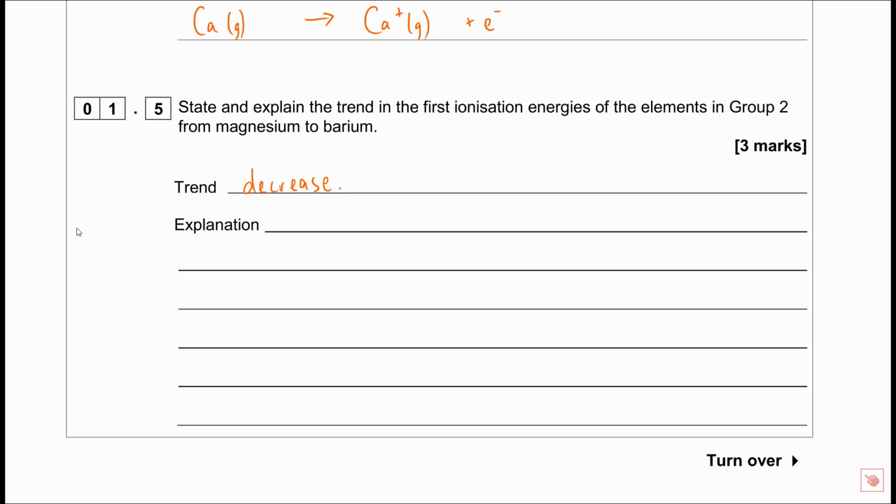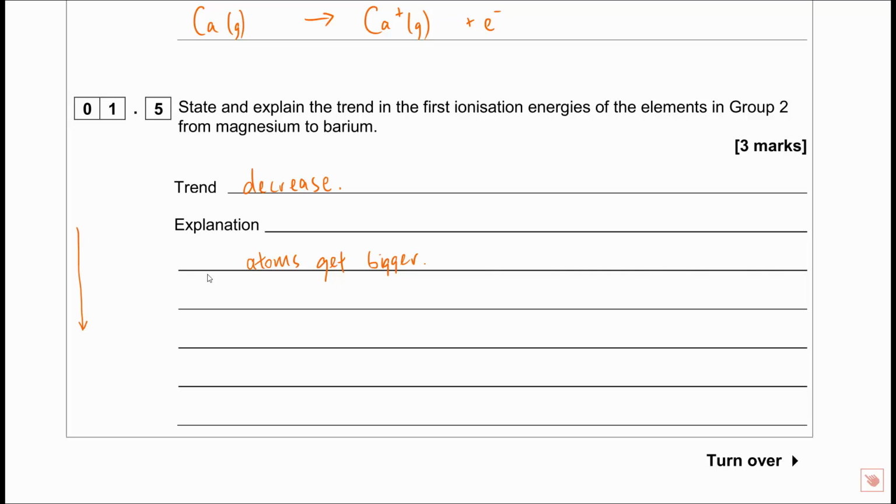Okay, as we go down the group, we know that our atoms get bigger. So as they get bigger, that's part of our explanation there. I would put atoms here. I've just got the mark scheme here, and it actually says ions. Oh, it says ions get bigger. Really, the first ionization energy is actually taking the electron from the atom, though, so surely it should be atom rather than ion. So I'm going to go atoms get bigger as we go down the group.